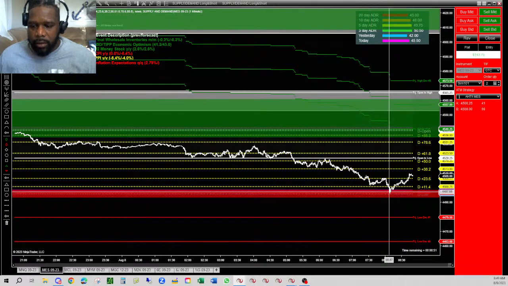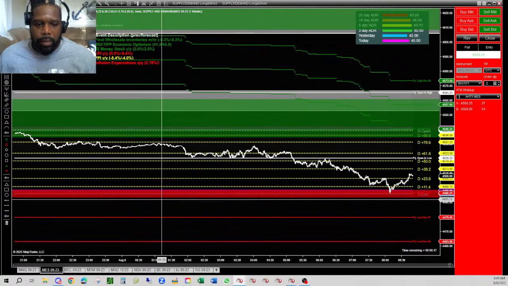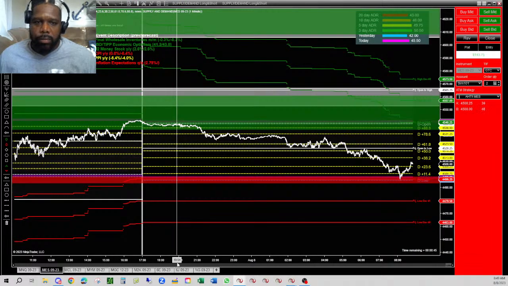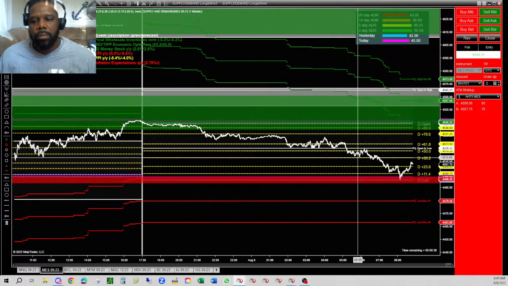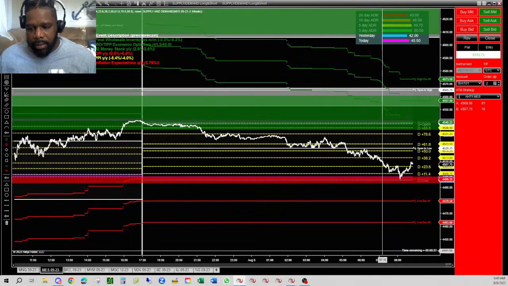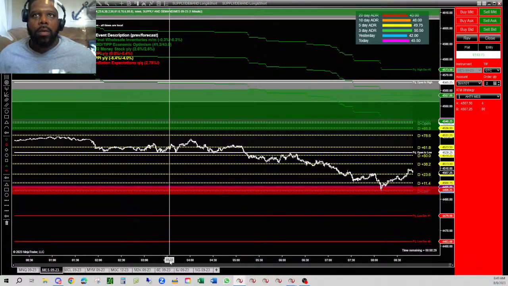Because why? There's buyers down here. Buyers looking to push the price up. Buyers, bulls, they all the same. Bears, sellers, supply zone, looking to push the price down.